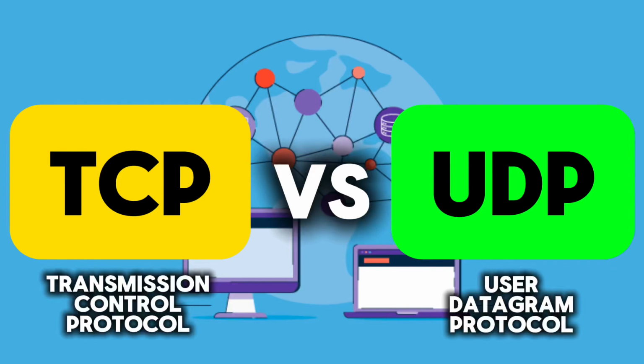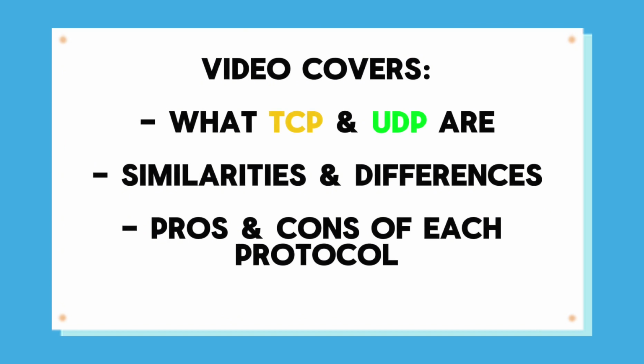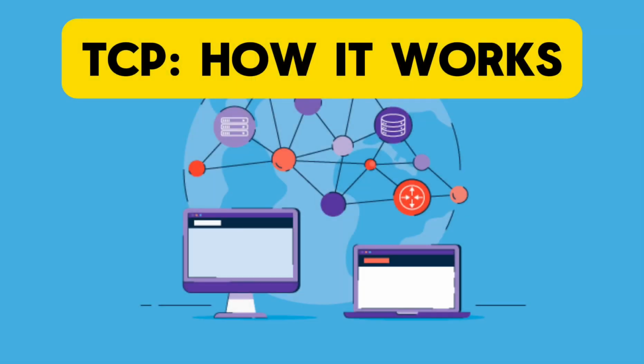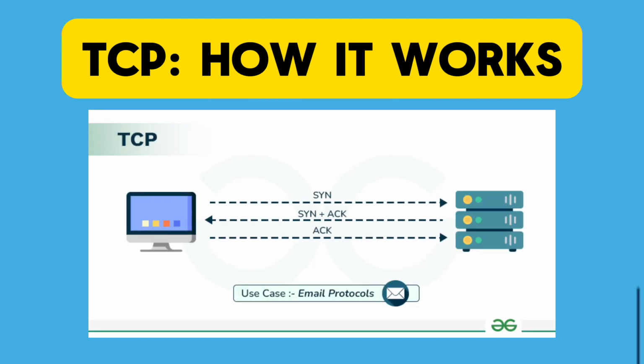So TCP versus UDP. In this video I'll cover what both of them are, the similarities and differences between them, as well as the pros and cons to using each one. So the way TCP works is it creates a secure communication line between both devices, and this is to make sure that the data is transferred reliably.